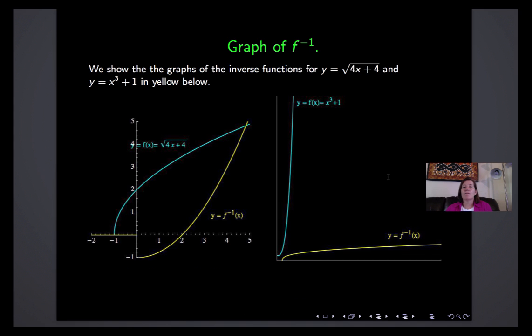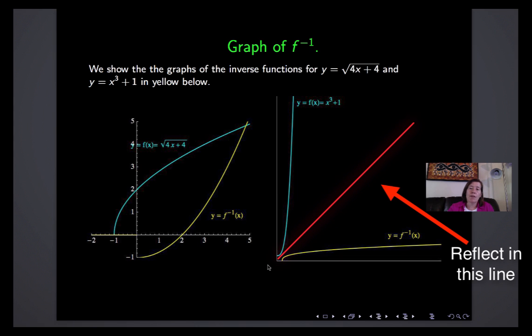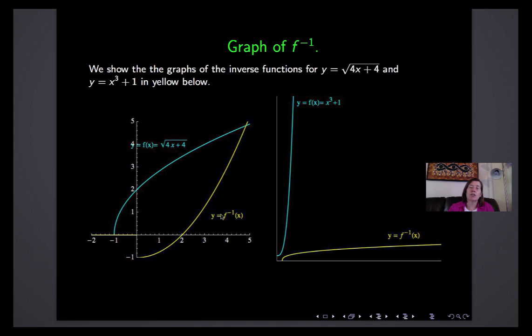So here I've graphed the inverse functions. Basically the graph is just the mirror image in the line y equals x, and the graphs of the inverse functions are shown in yellow here. And I haven't solved for a formula for the inverse functions here. I can draw the graphs without doing that.